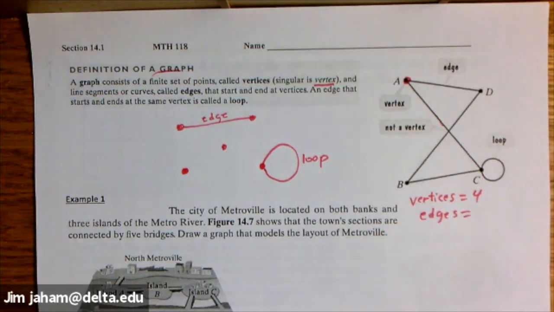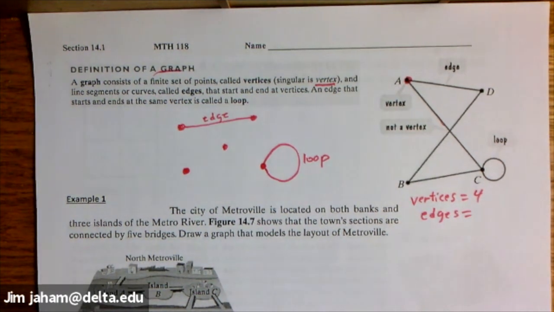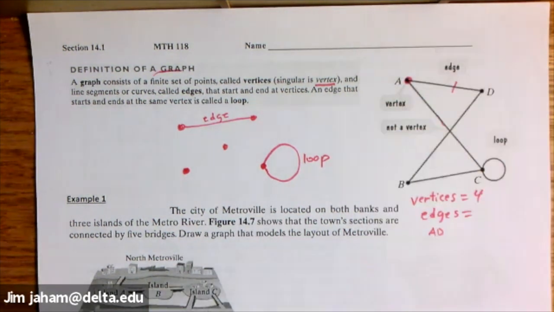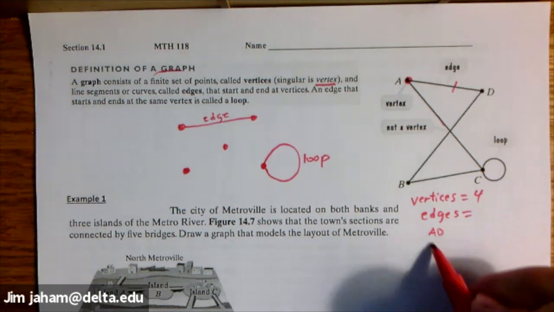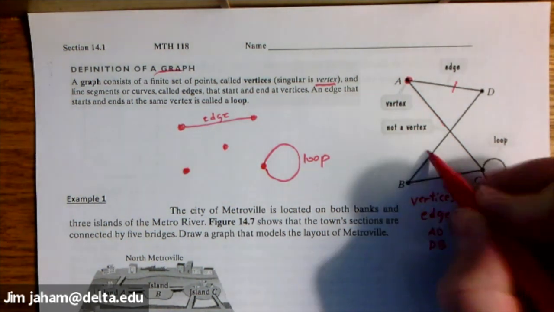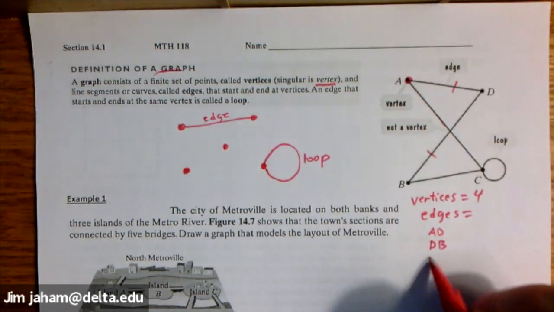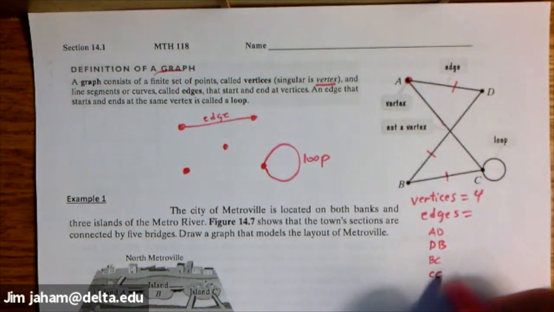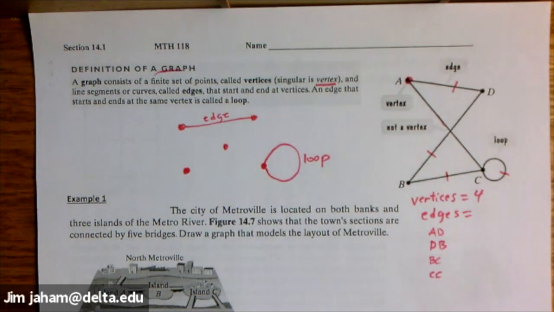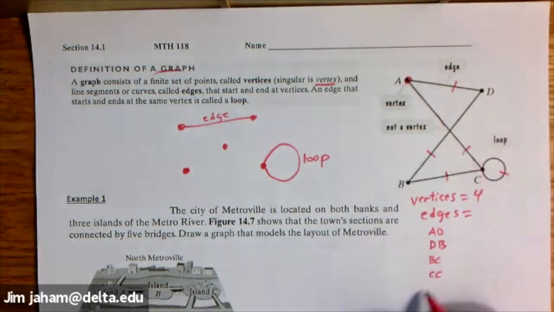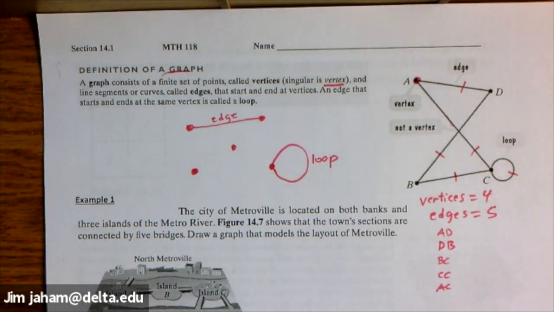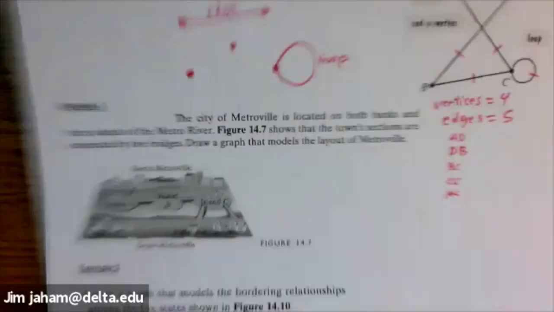All right, now go count the number of edges. How many edges are in that? And remember that a loop is an edge. Edge AD, edge DB, edge BC, loop CC, yeah, that's an edge, and then AC. So 5 edges.